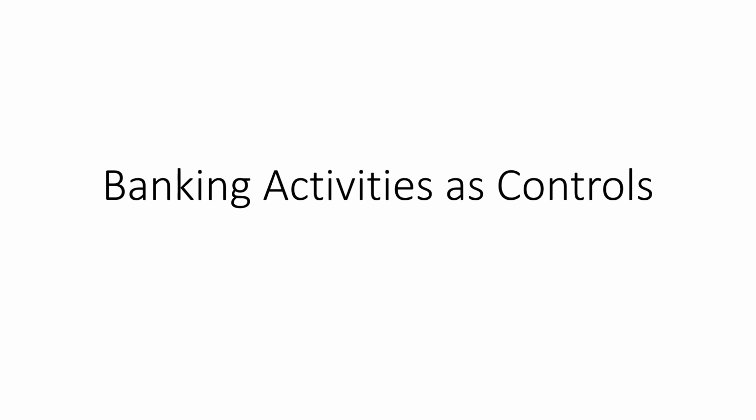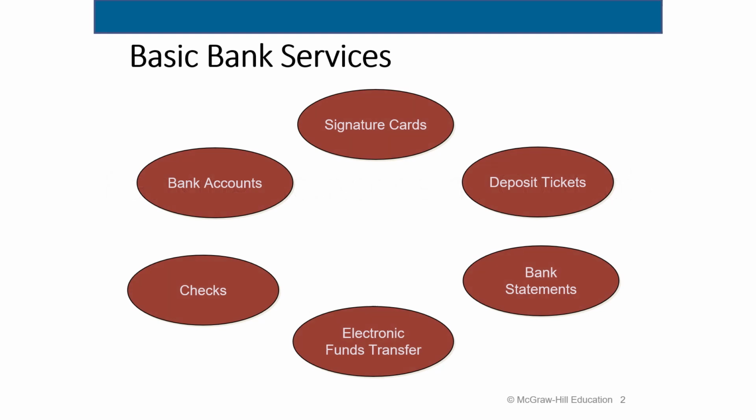Banking activities as controls. Banks offer certain protections for your cash as internal controls. So, for example, use of a bank account is a more secure place for your cash than in a safe at the office. Signature cards are used so that the bank knows who's signing a check, whose signature is authorized for that. Deposit tickets provide support for deposits to your account.